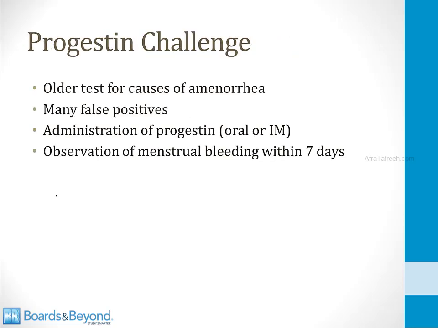There's an older test for causes of secondary amenorrhea that's not done much anymore. It's called the Progestin Challenge. This test isn't used much in the modern era because it has lots of false positives. This test involved administration of a progestin compound like the kinds that are found in birth control pills, either orally or intramuscularly, and then observation of menstrual bleeding would be done for about 7 days.